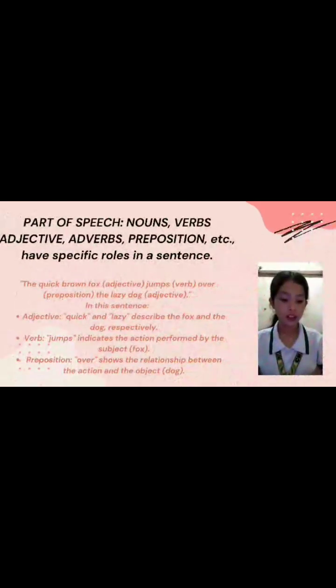Parts of speech: nouns, verbs, adjectives, adverbs, prepositions, etc., have specific rules in a sentence. The quick brown fox, adjective, jumps, verb, over, preposition, the lazy dog, adjective. In this sentence, the adjectives quick and lazy describe the fox and the dog respectively. The verb jumps indicates the action performed by the subject fox. The preposition over shows the relationship between the action and the object dog.